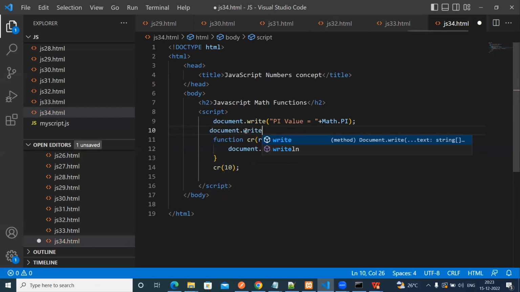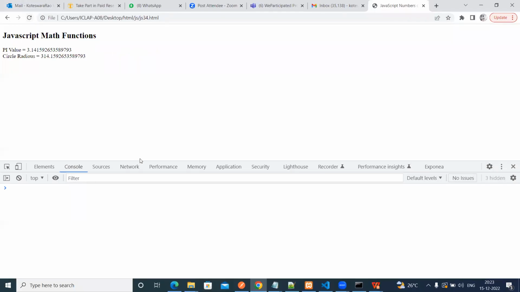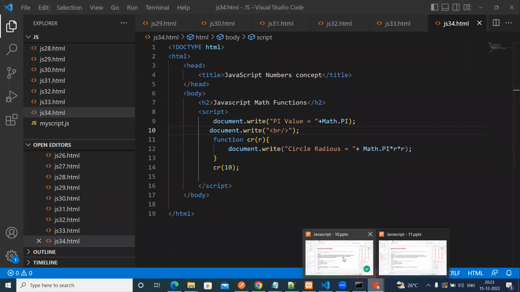Document.write br. Okay, alright. So pi r square: 10 into 10 is 100. So then 100 into 3.14, 314.159 something. Okay, so this way we can find out the circle radius. Alright, so the next one is the next method.